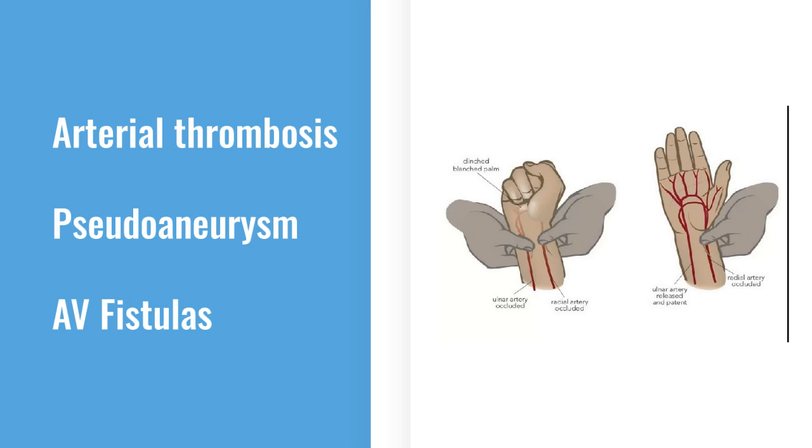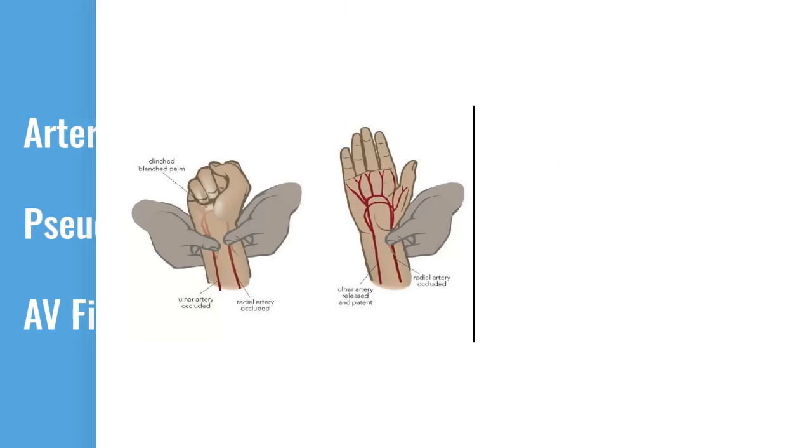But let's face it, ABGs hurt, and they're associated with certain complications like arterial thrombosis, pseudoaneurysms, and arteriovenous fistulas. And I can guarantee you that we're not all doing an Allen test before we perform an ABG.